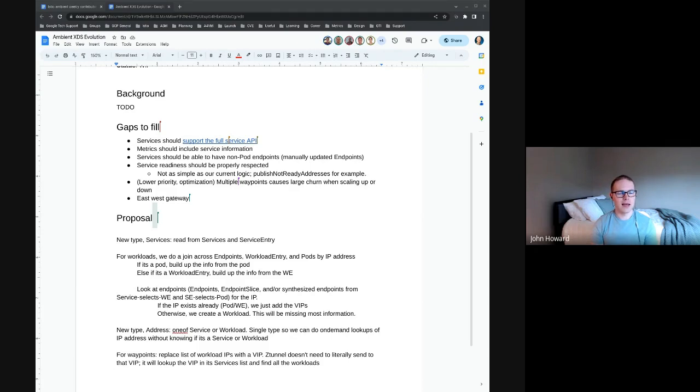So right now, just focusing on the gaps, I have some proposals below, obviously, but I wanted to get feedback on this, see if there's things missing.